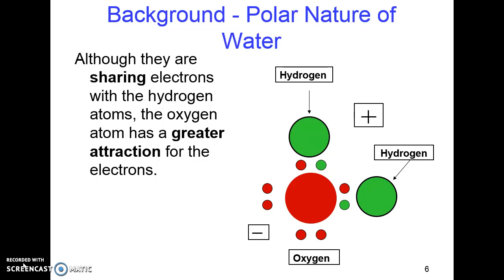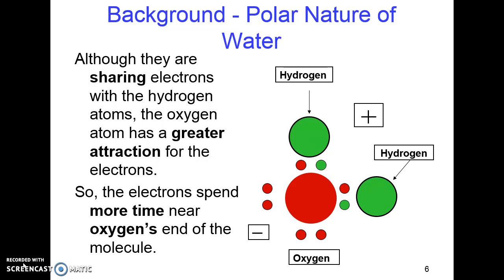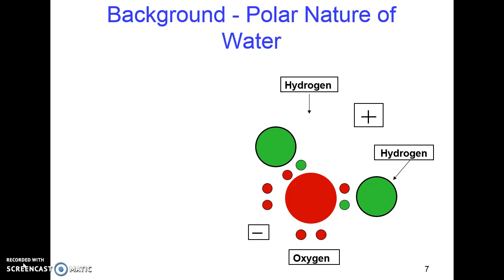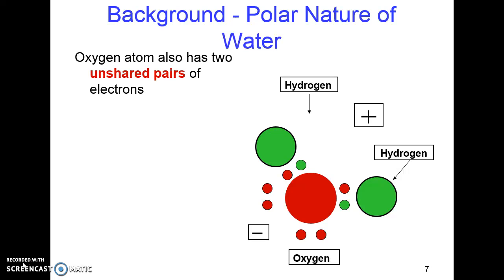Alright, although they're sharing the electrons with the hydrogen atoms, the oxygen has the greater attraction for the electrons, so we say it is more electronegative than the hydrogen atoms. So the electrons spend more time near the oxygen's end of the water molecule. And let's watch this happen here. You see how it's pulled towards it.